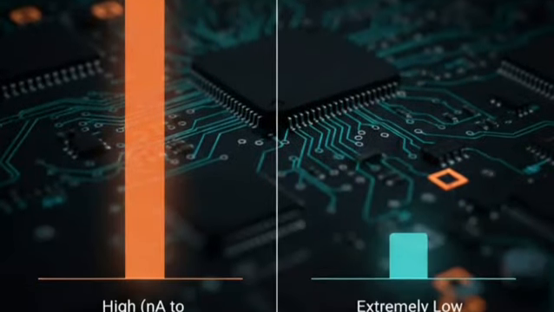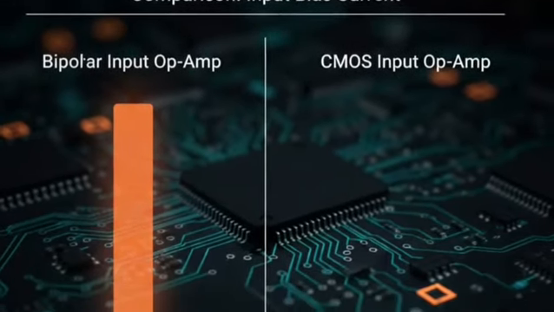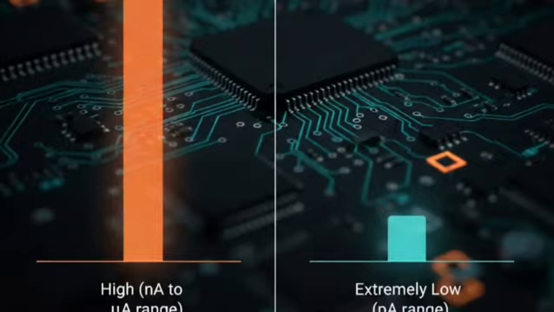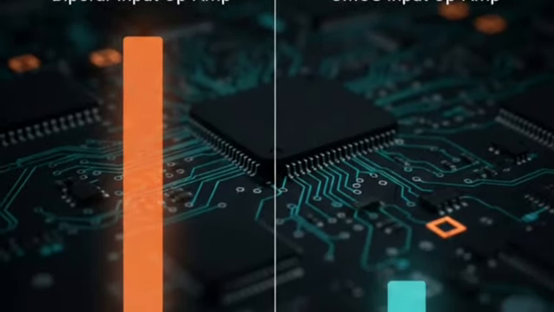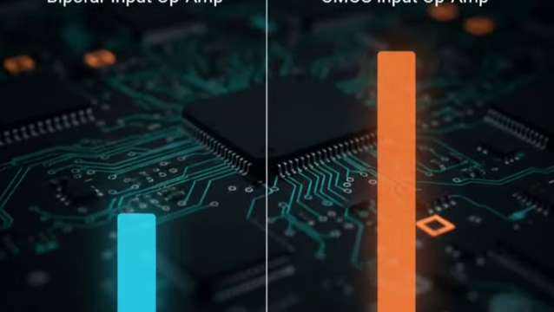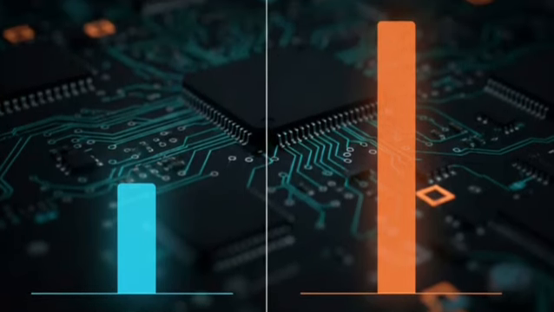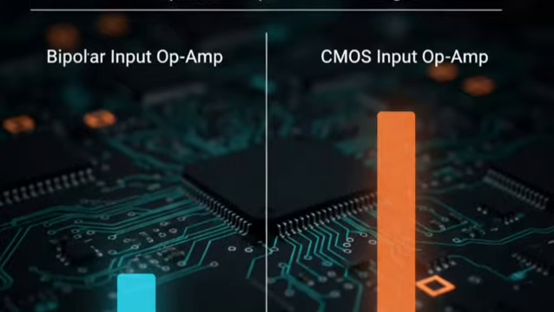So next comes a comparison between operational amplifiers, bipolar versus CMOS, right? Parameter-wise, input bias current is nothing but IB. Bipolar input operational amplifier is high, in the nanoamps to microamps range, whereas CMOS operational amplifier is extremely low, in the picoamps range. Input offset voltage is nothing but VOS. Okay, low, better precision in bipolar, whereas MOSFET operational amplifier is moderate, with high drift.